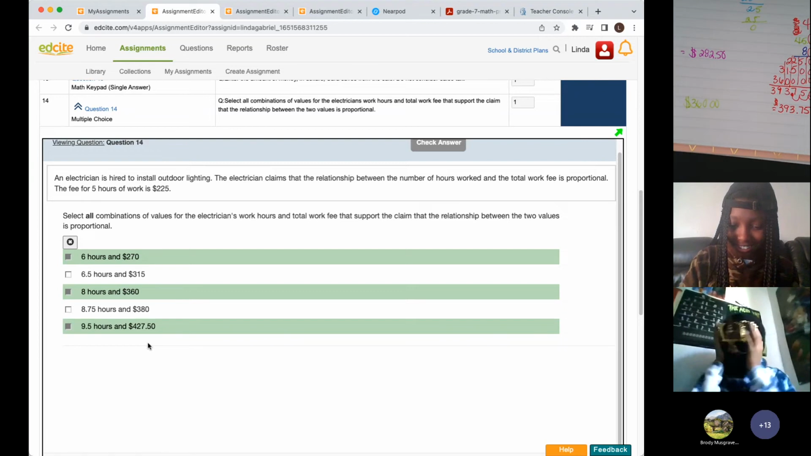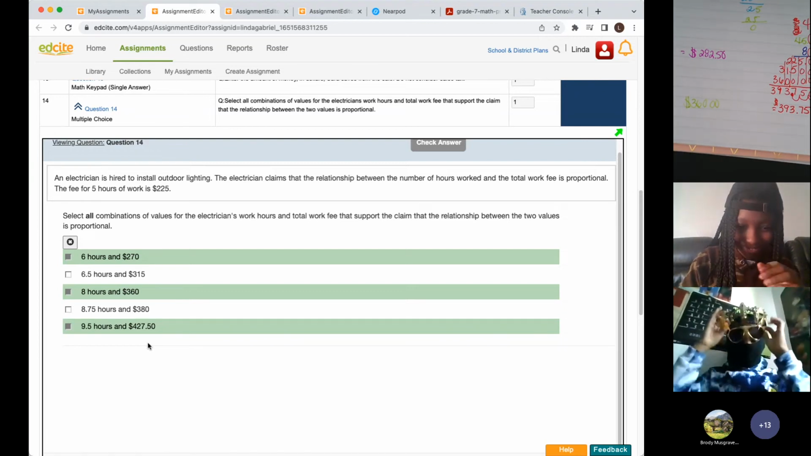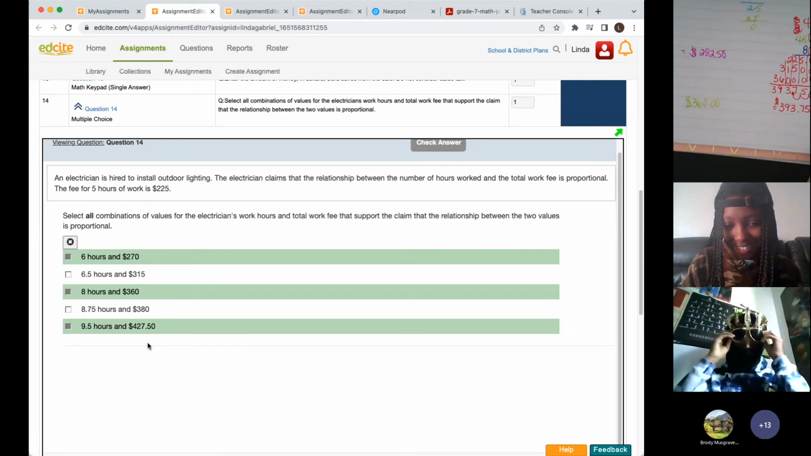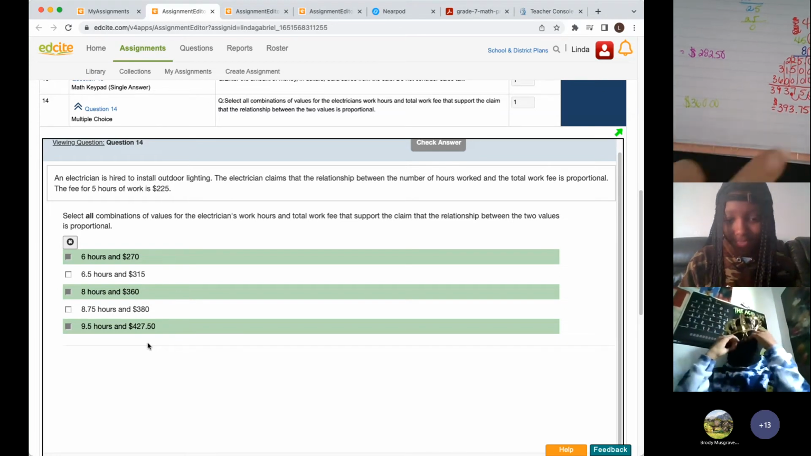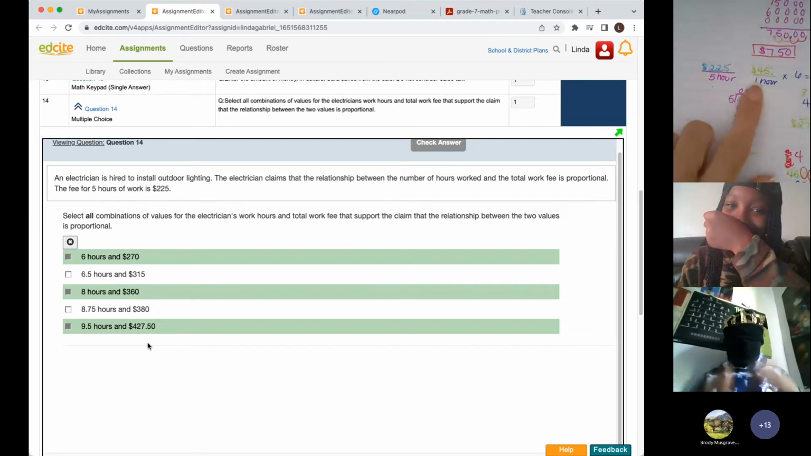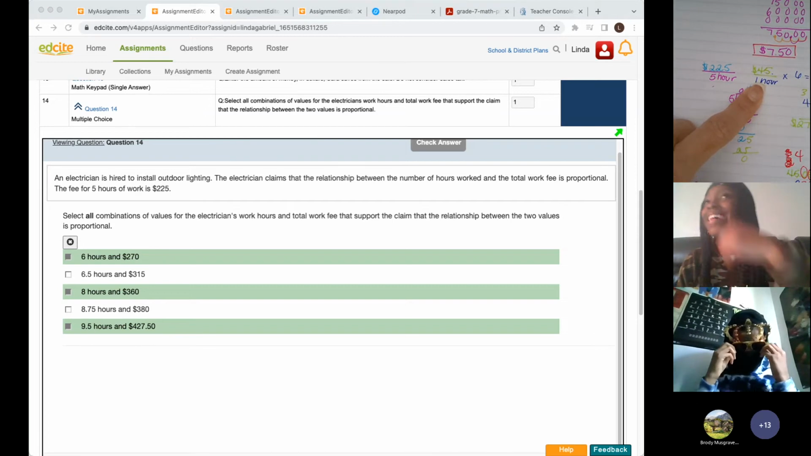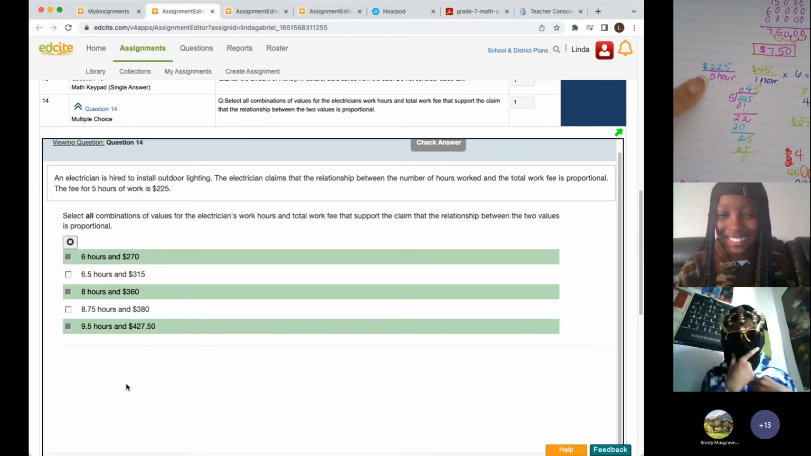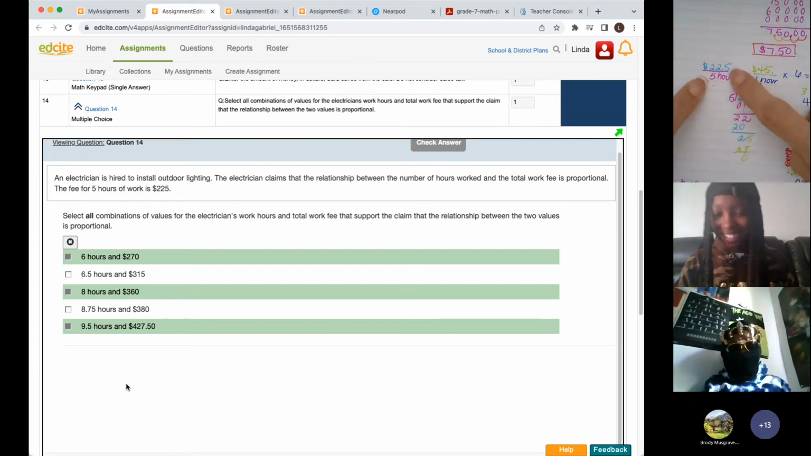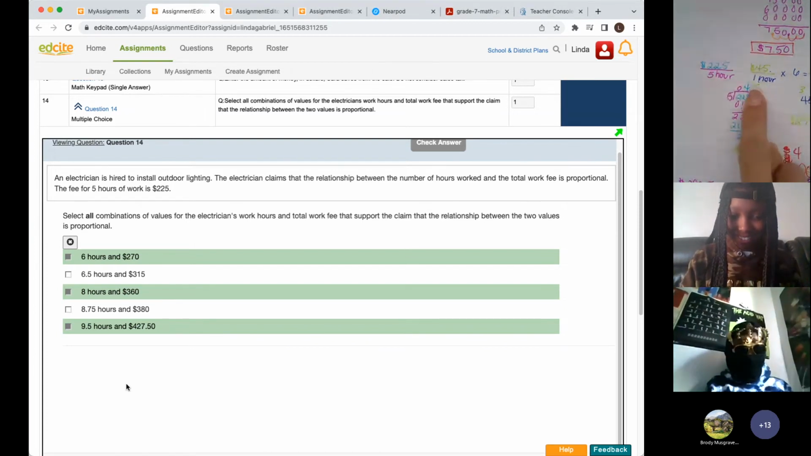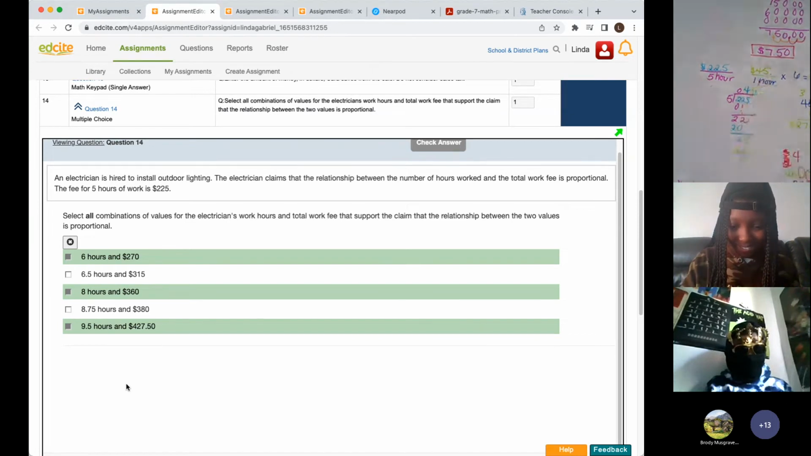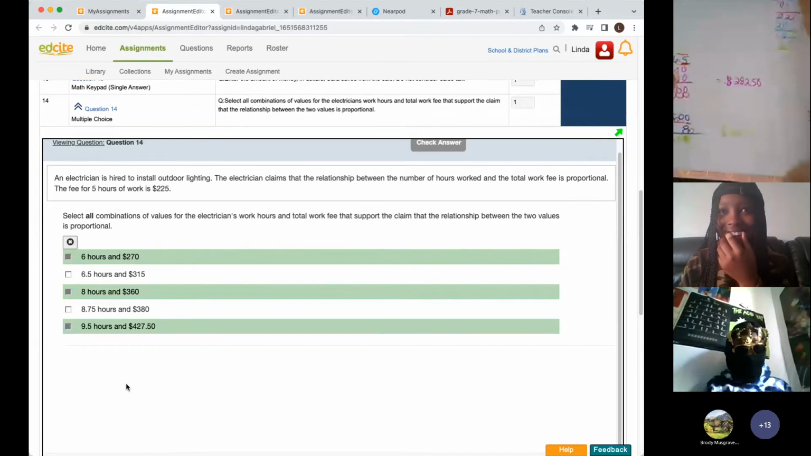So my 3 values that are true are 6 hours and $270, 8 hours and $360, and 9.5 hours and $427.50. And we figured that all out because we figured out how much he was going to charge per hour by taking the ratio of 225 for 5 hours, dividing 225 by 5 to figure out how much he charged for 1 hour of work. So $45 per hour. I took the $45 and then multiplied it by how many hours it said he worked for each different answer choice. And when we did that, we determined that those 3 were true.